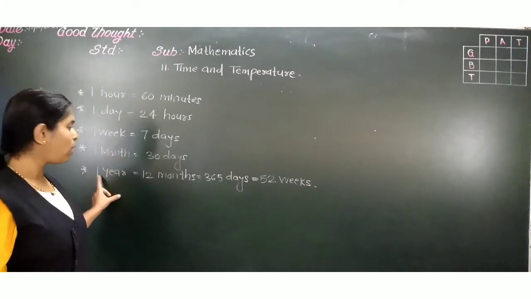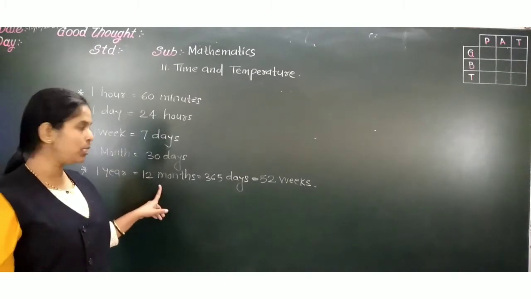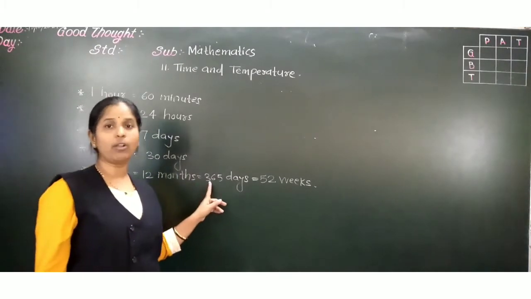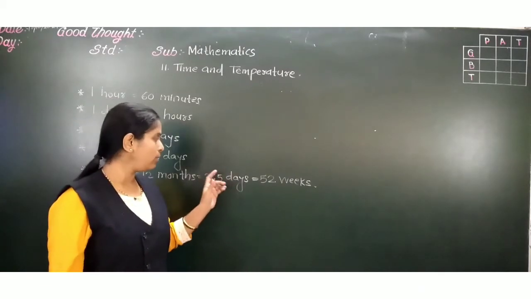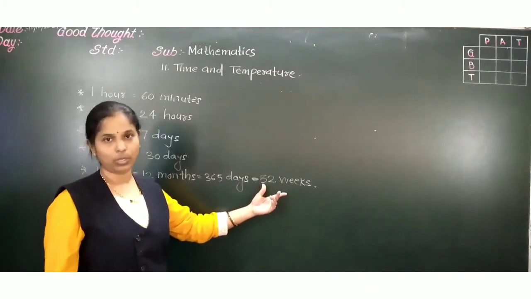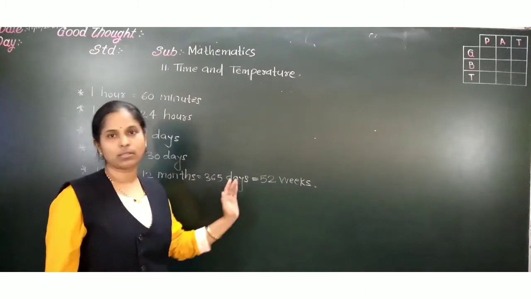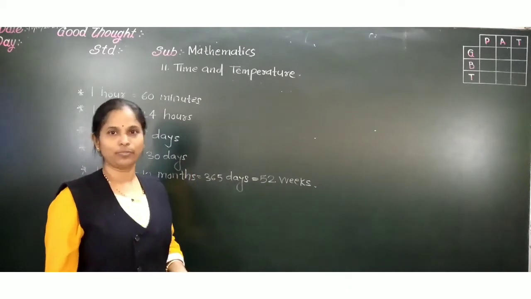Next, in 1 year, how many months are there? 12 months. In 12 months, 365 days are there, or if it is a leap year, then 366. And in total, how many weeks are there? 52 weeks are there. Based on these conversions, we are going to solve our next practice.